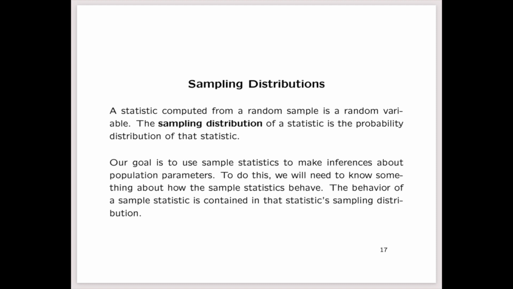Now, our goal in doing inferential statistics is to use sample statistics to make inferences about population parameters. To do this, we'll need to know something about how the sample statistics behave. That behavior of a sample statistic is contained in the statistic's sampling distribution. So it's very important that we understand something about the sampling distribution of a statistic.